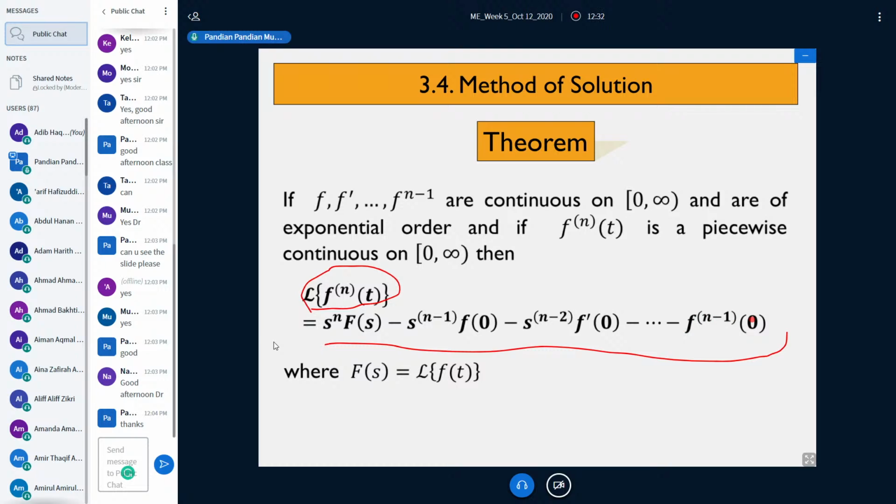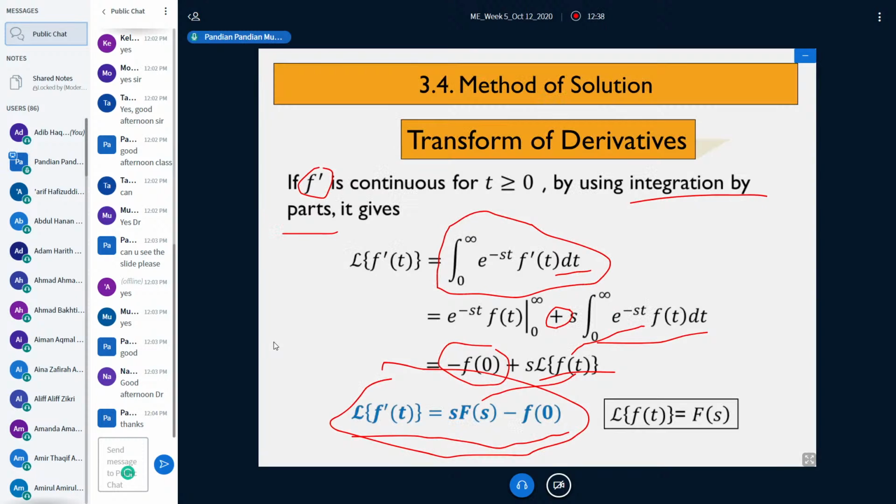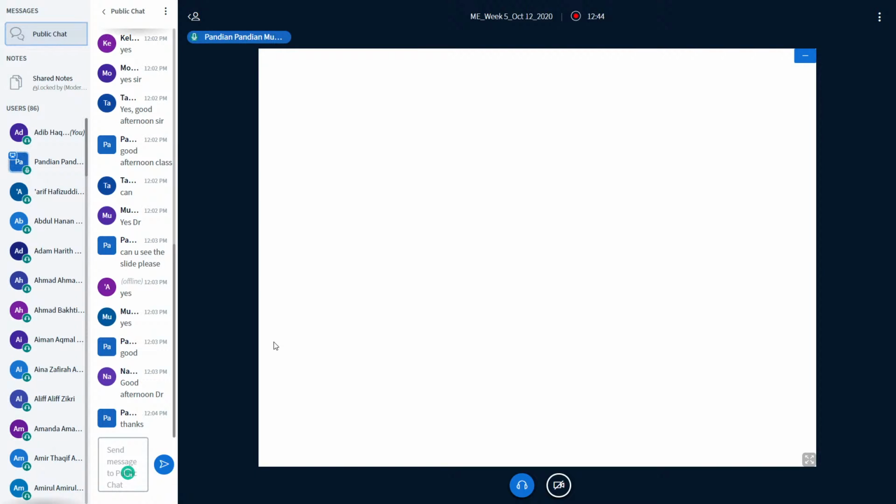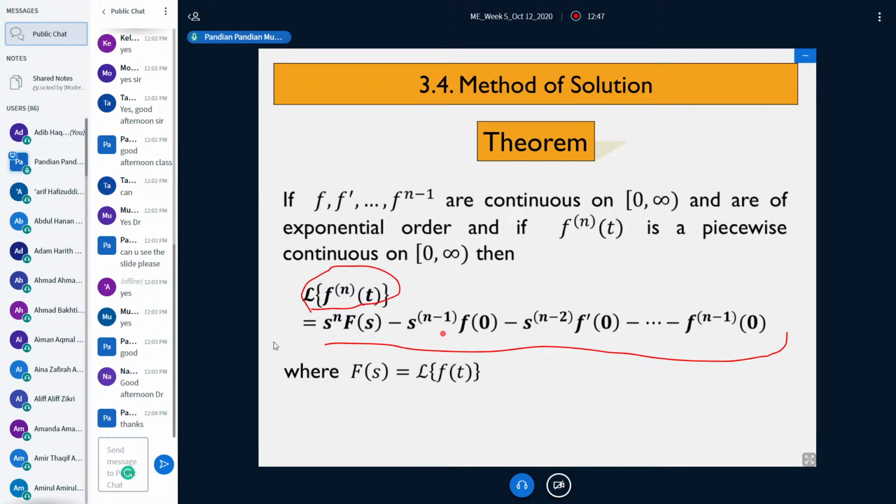N1, f power 0, 0. So that is f0. That's why you have f0 here. F0, this one. So actually it comes from here. Now for Laplace of f2, if you substitute 2 here, n is 2 now.